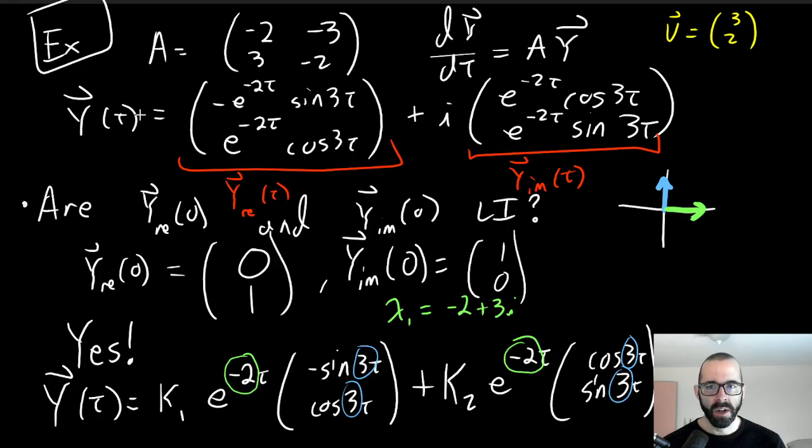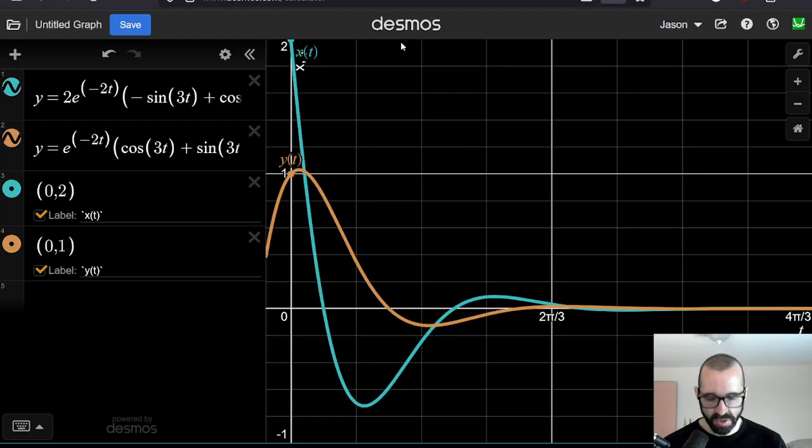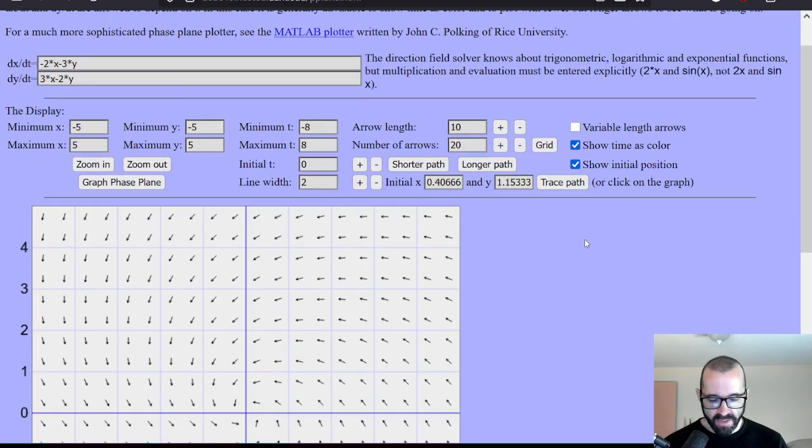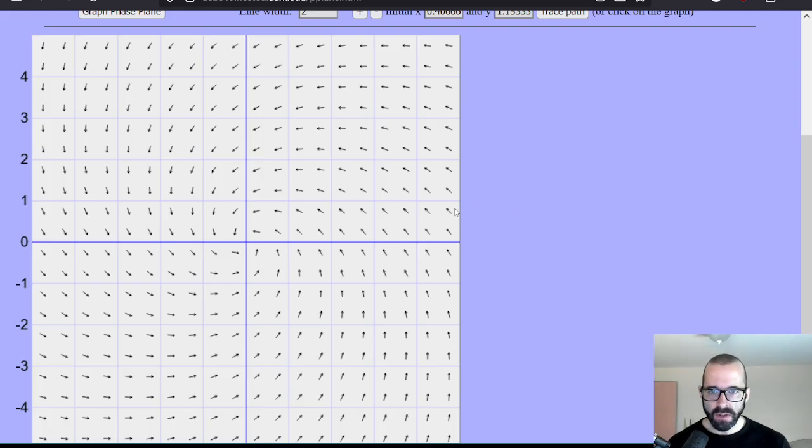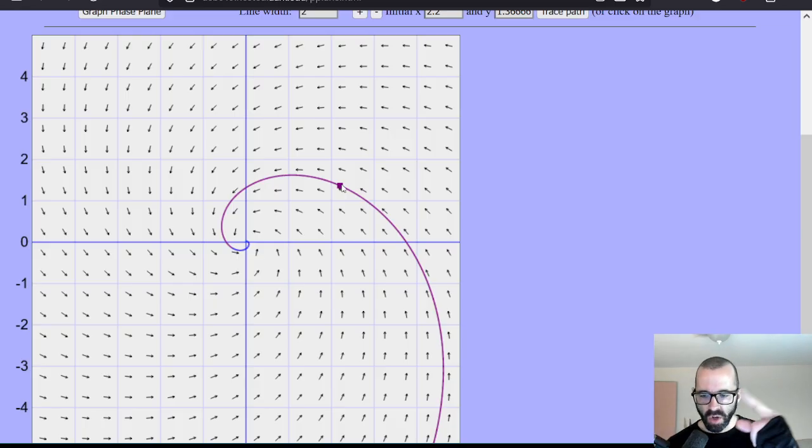We had our one solution, a complex valued solution. We turned it into two real valued solutions and used that to find the general solution. And remember that this did look like a spiral going counterclockwise, and specifically it's a spiral that is going towards the origin. So it is a stable equilibrium.